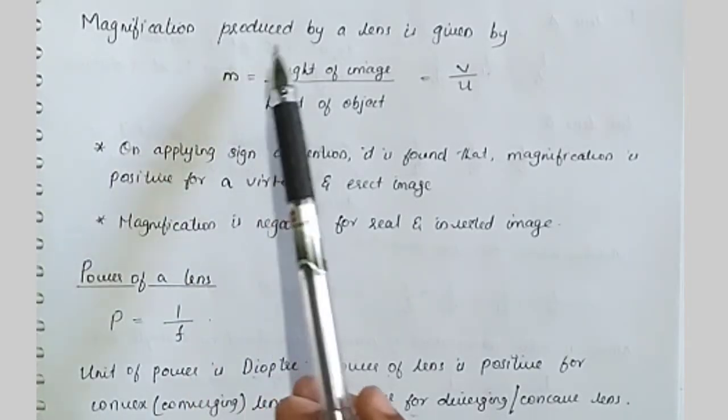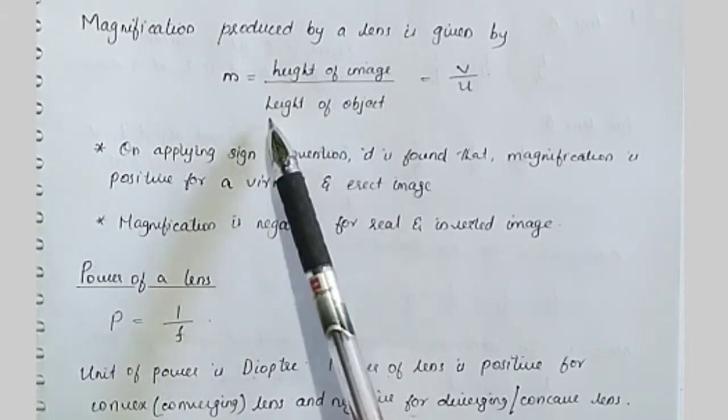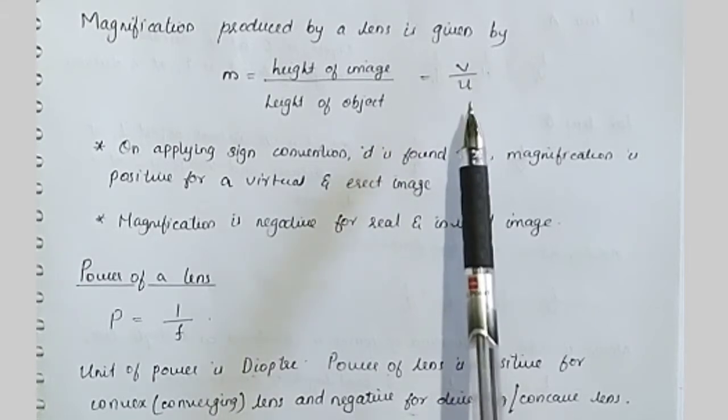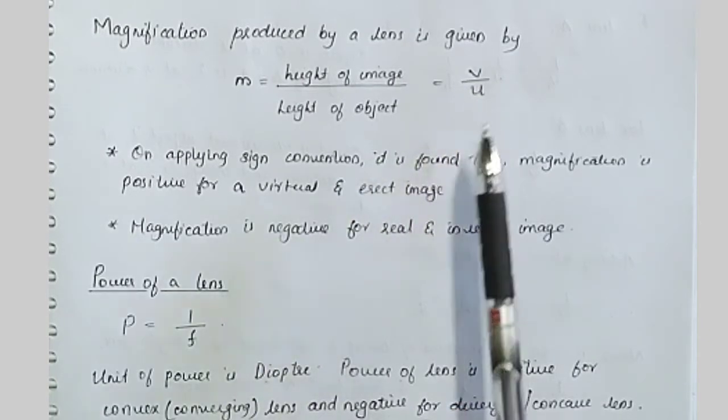Now, the magnification produced by a lens is given by height of image divided by height of object, or in terms of image distance and object distance, we can write m is equal to v by u, where v is the image distance and u is the object distance.